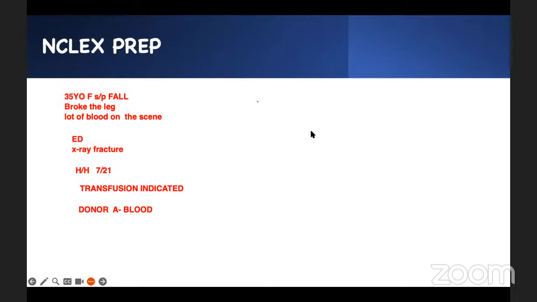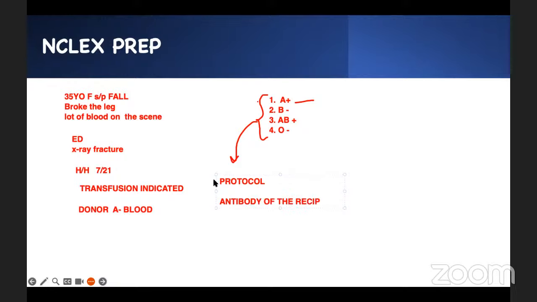So number one, the transfusion protocol. The protocol is based on one thing. Okay. The antibody of the recipient will react to the antigen. You don't need to memorize any table. If somebody told you, memorize this table, ignore it. This is the only thing you need to know.